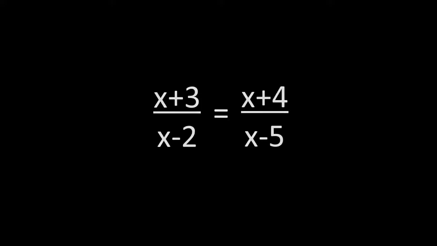There's no need to fret, guys, because our math tutorial officially starts here. The given equation is x plus 3 over x minus 2 is equal to x plus 4 over x minus 5. So, according to the steps that my partner mentioned earlier, the first step to solve this equation is to eliminate all the fractions.